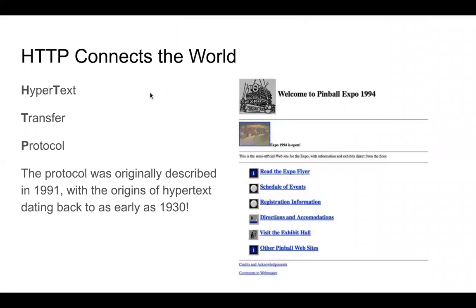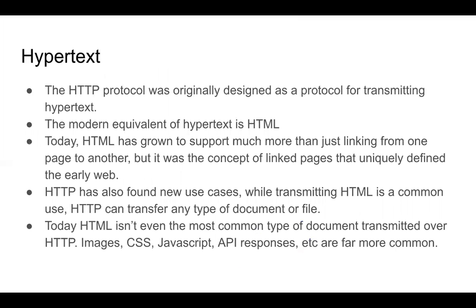So HTTP stands for Hypertext Transfer Protocol. The protocol was originally described in 1991, and the origins of hypertext date back to as early as 1930. And hypertext is essentially the precursor to HTML. And so the protocol, HTTP, was originally designed as a protocol for transmitting this hypertext. And that's the origin of what would eventually become the internet as we know it.